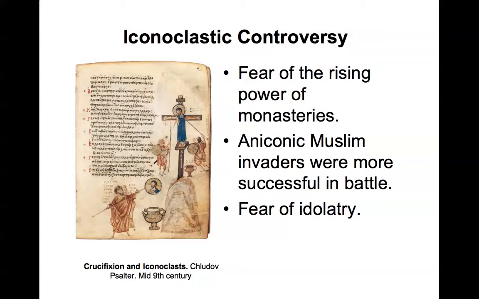Another reason for the iconoclastic controversy was that Muslims were aniconic. They didn't encourage images. They didn't really use images. It was against idolatry in their religion, as we'll see later in the lecture. And Muslim invaders of Constantinople and the region succeeded in battle. And the Christian emperors thought that perhaps God was displeased with them for carrying the image of Mary when they went into battle, which was something that they would do. So they saw the success of the Muslims and they thought, well, maybe God is actually favoring them.